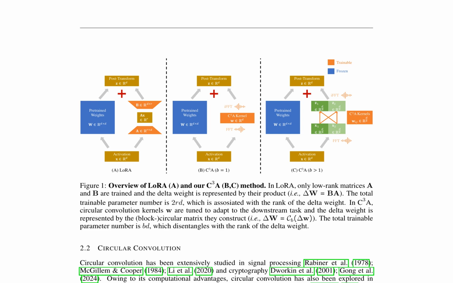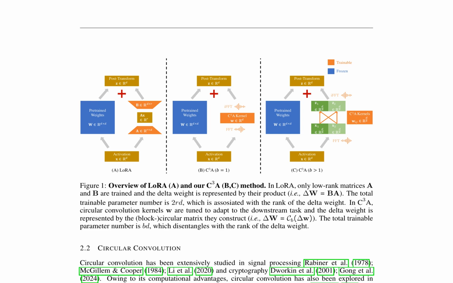In LoRA, only low-rank matrices A and B are trained, resulting in a total of 2dr trainable parameters, tied to the rank of the delta weight. In contrast, C3A tunes circular convolution kernels to adapt to the downstream task, representing the delta weight as a block circular matrix constructed from these kernels.